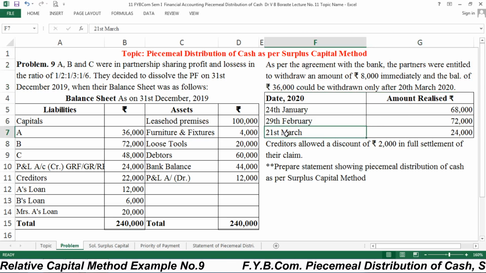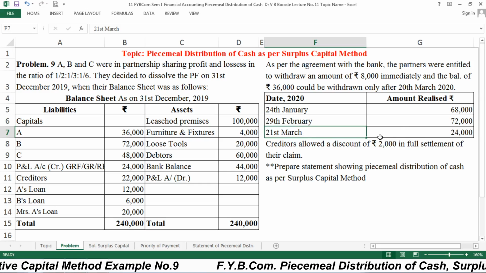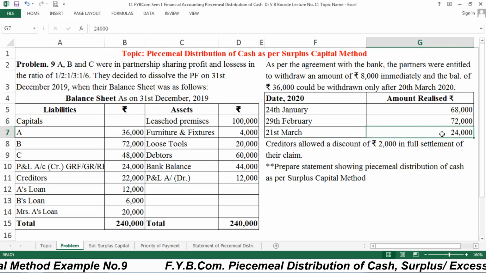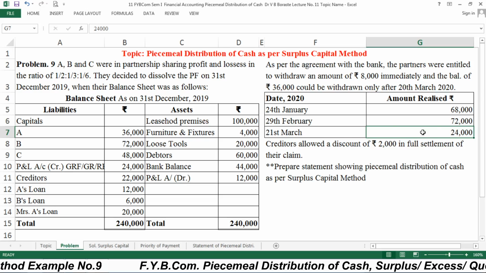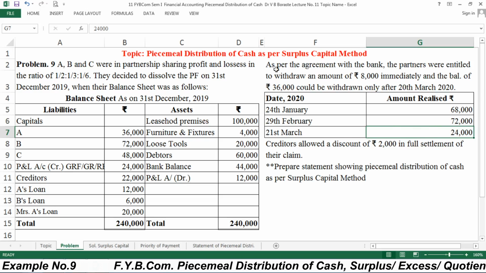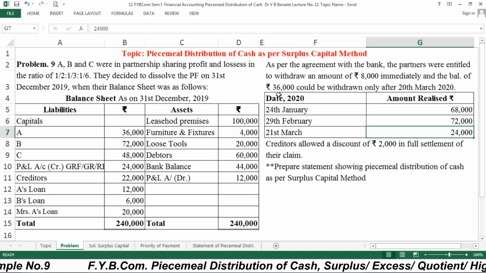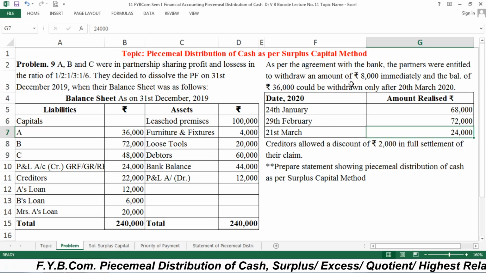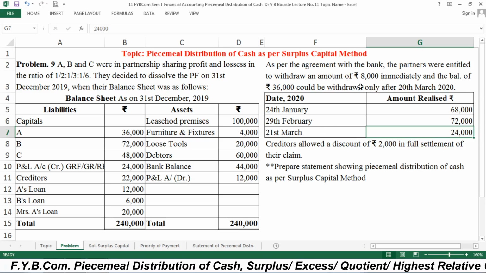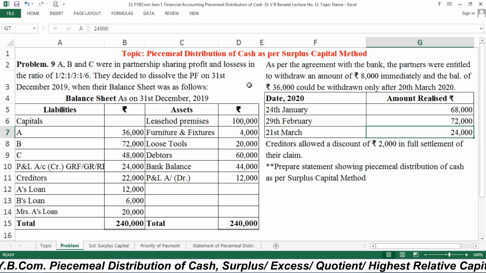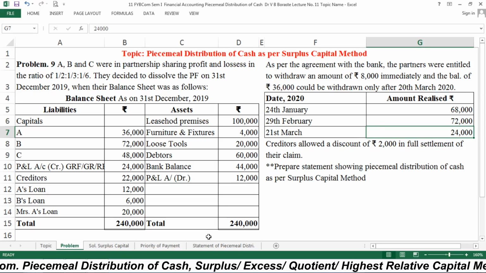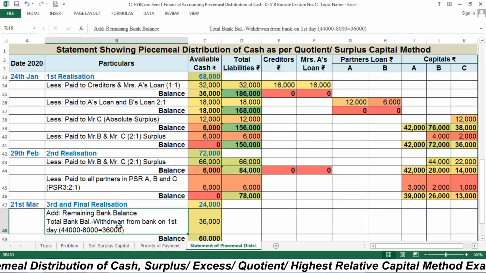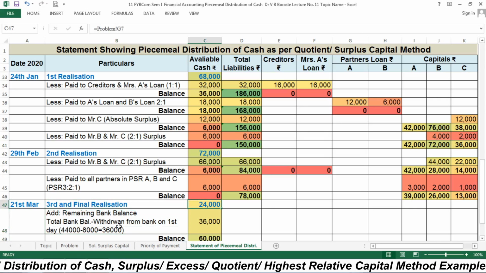We have a date of 31st March. On the 21st March, we are getting 24,000 plus 36,000 from the bank. 24,000 from realization and 36,000 from the bank, where the cash in our bank was 44,000. Out of this 44,000, on the very first day, we withdrew rupees 8,000 and the balance of rupees 36,000 on the 21st of March. So here we have the third and final realization of rupees 24,000.